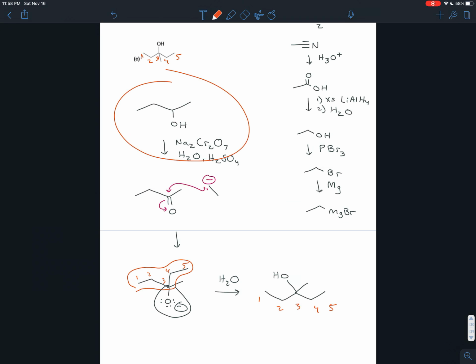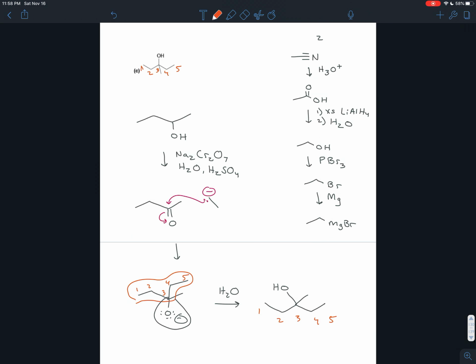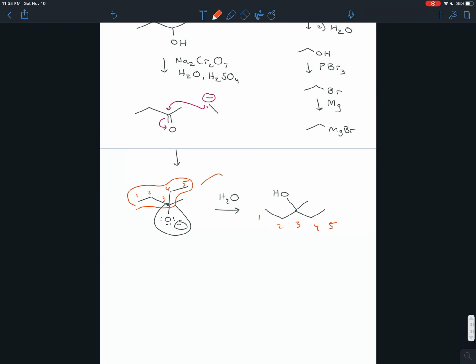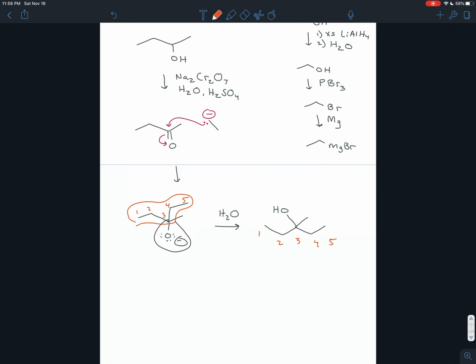Once we have the 2-butanol, we just oxidize it using a strong oxidizing agent like sodium dichromate, and that gives us a good electrophile, and then we make another Grignard. React the Grignard with that electrophile, and that gives us our new carbon-to-carbon bond. And then we just stabilize the charge with a water wash.